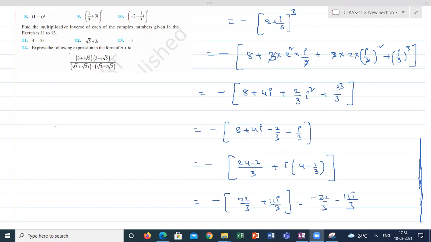Guys, is it clear? Sir, actually, you forgot to square the 3, sir. It is i cube by 27, not i cube by 3.